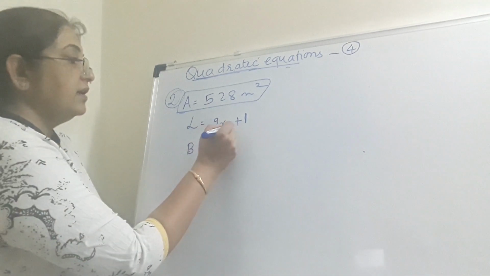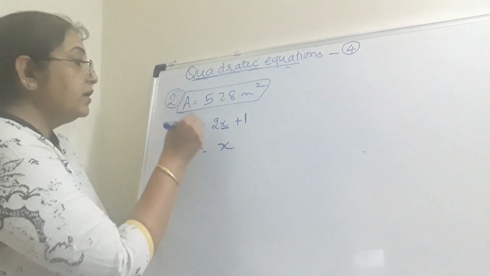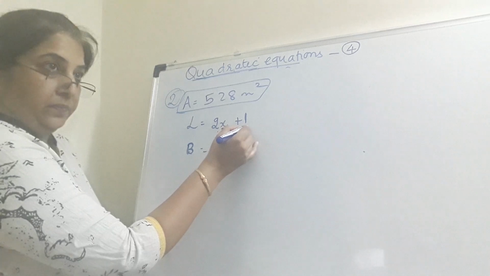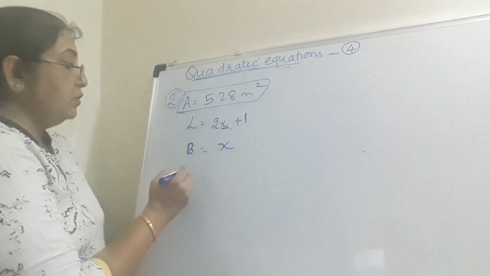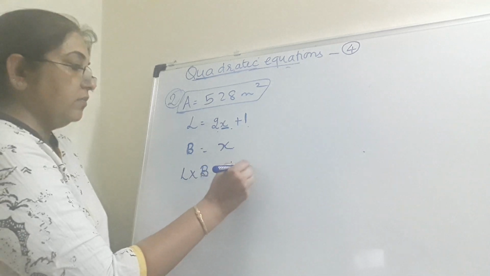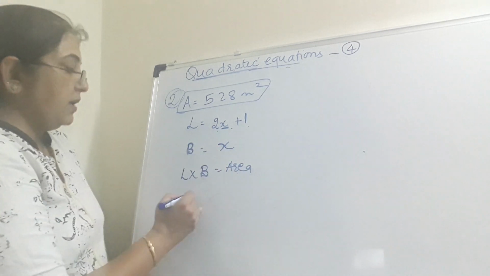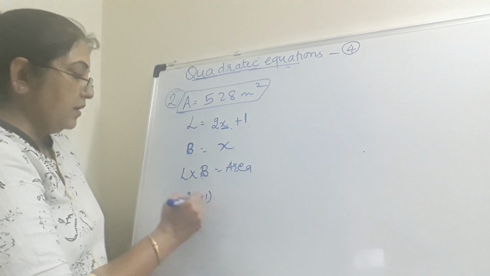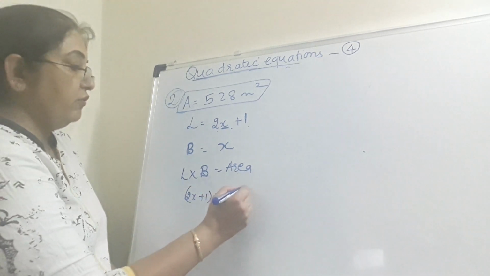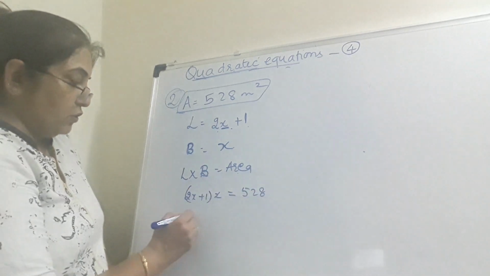Now what is the breadth? Let us suppose the breadth to be x and then length will be 2x plus 1. This is from the question. Now you know that length into breadth is equal to area. Yes, length into breadth is equal to area. So we multiply 2x plus 1 into x is equal to 528. This is an equation. Now we solve this.